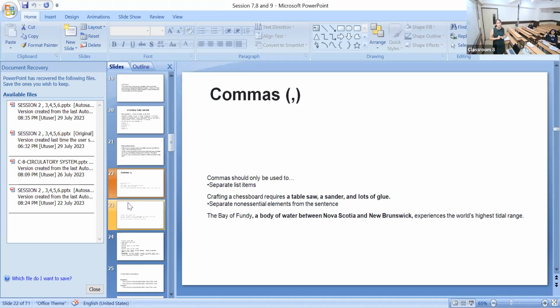Like the example given. Ayushman, can you read the last example over here? Last line, please. The Bay of Fundy, a body of water between Nova Scotia and New Brunswick, experiences the world's highest tidal range. So what are we separating over here? So the body of water between Nova Scotia and New Brunswick is what? Is it essential or is it non-essential?